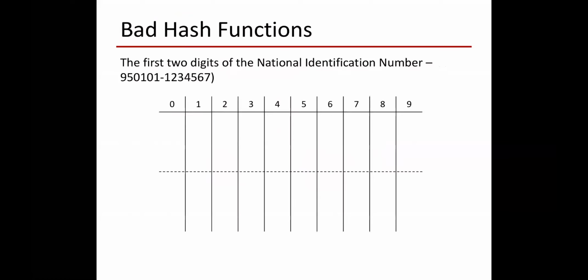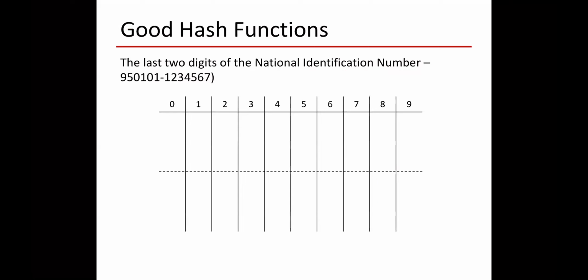Okay, so what is a bad hash function? For example, let's say you have a national identification number. The first 2 digits say the year you were born. If I do a hash function based on the year you were born, you are usually between 97 or 98, right? Then all your buckets are put in here. That is a poor hash function. But what if I use the last 2 digits of it? Everybody is random. Therefore, I can distribute your values evenly around. That is a good hash function.